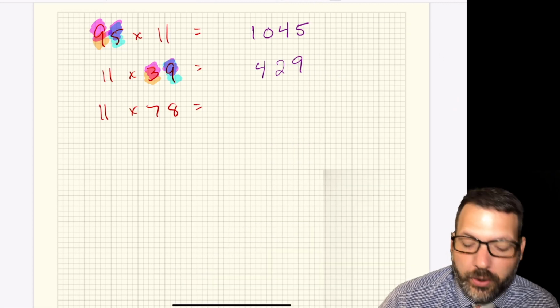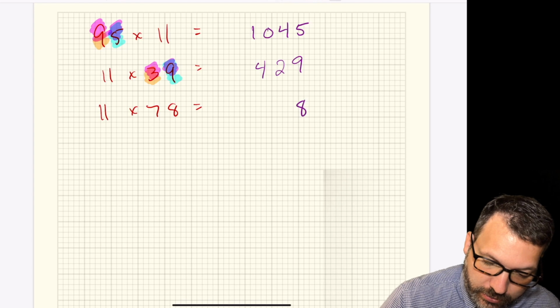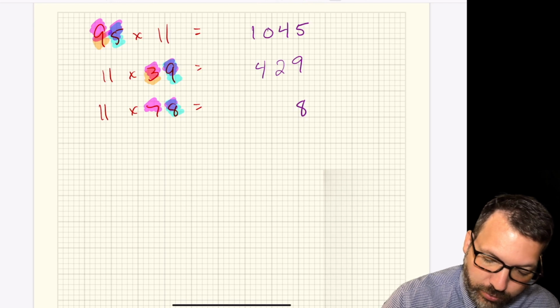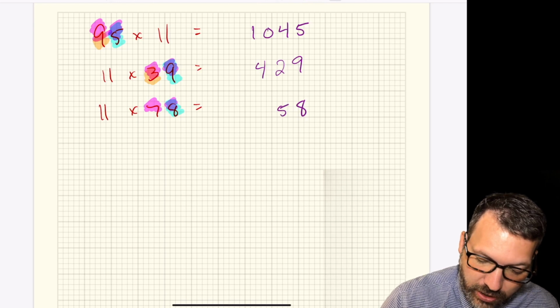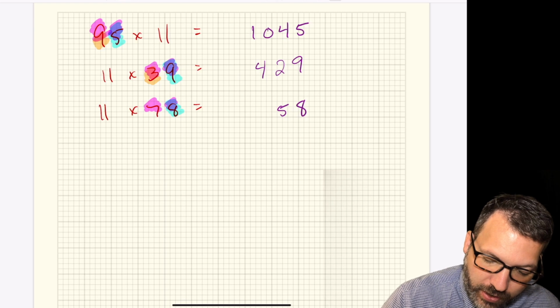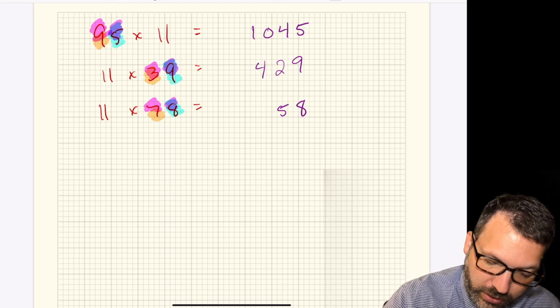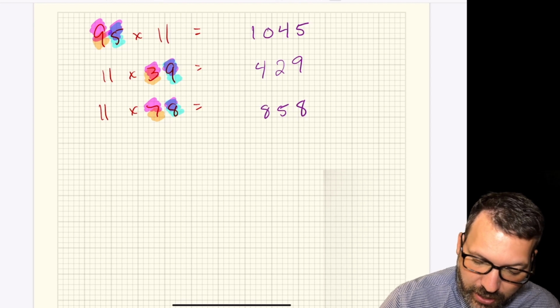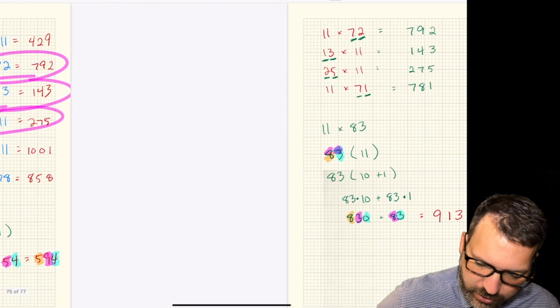Okay, so I have an 8 from my ones digit, right? And then 8 plus 7, the ones digit plus the tens digit is 15, carry the 1. And then finally the tens digit itself, 7 plus 1 makes 8. And so that's 858. Did I get that one right too?